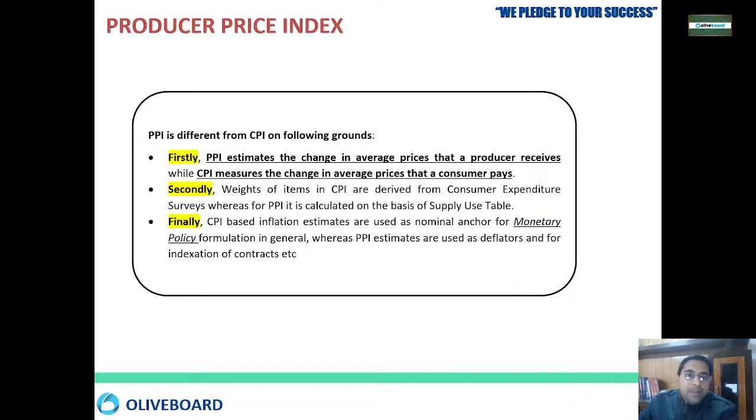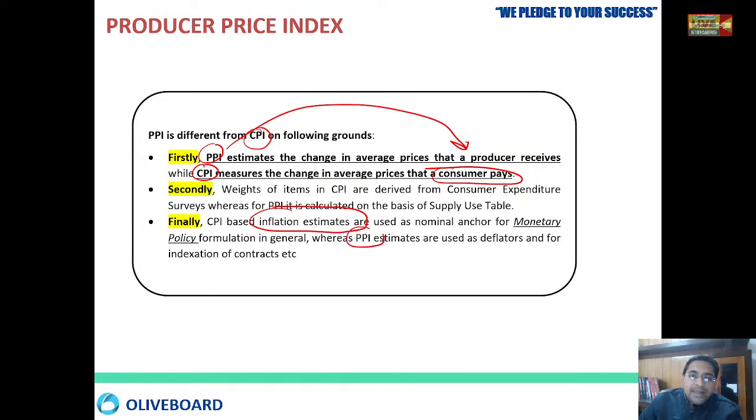Okay, then PPI is different from CPI in what ways? PPI is the average change in the prices that the producer receives, okay, and CPI is for the consumer. PPI is for producer and CPI is for consumer, right? And CPI is based on inflation estimates, okay, and PPI estimates are used as a deflator, like how much deflation is happening, how much the prices are going away, like earlier what was the price and now at what price I am getting. So this is the difference between producer price index, WPI and CPI, okay.